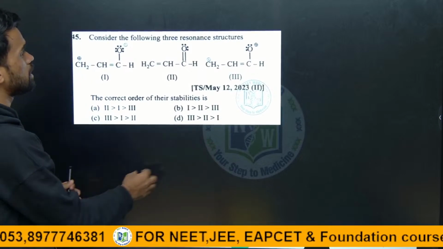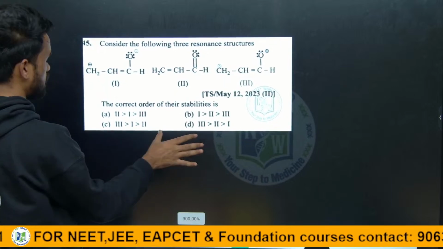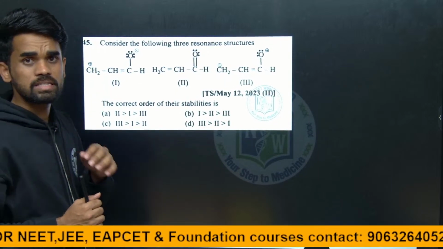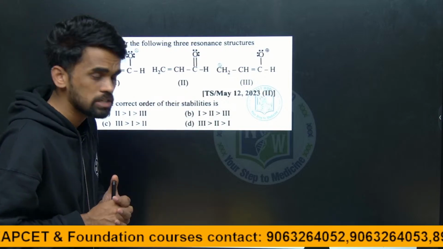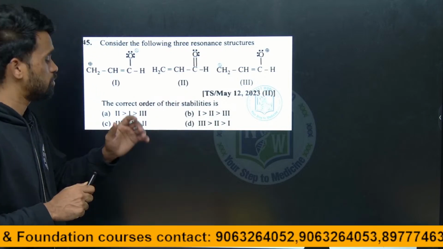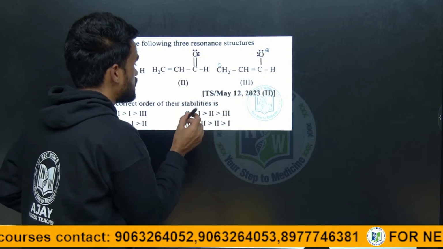Consider the following three resonating structures. There is a special video we have already made on resonance and how the resonance structure has to be drawn, so you can watch that also if you want. For more clarity, as of now I will be explaining here. So how can we arrange them based on stability order?